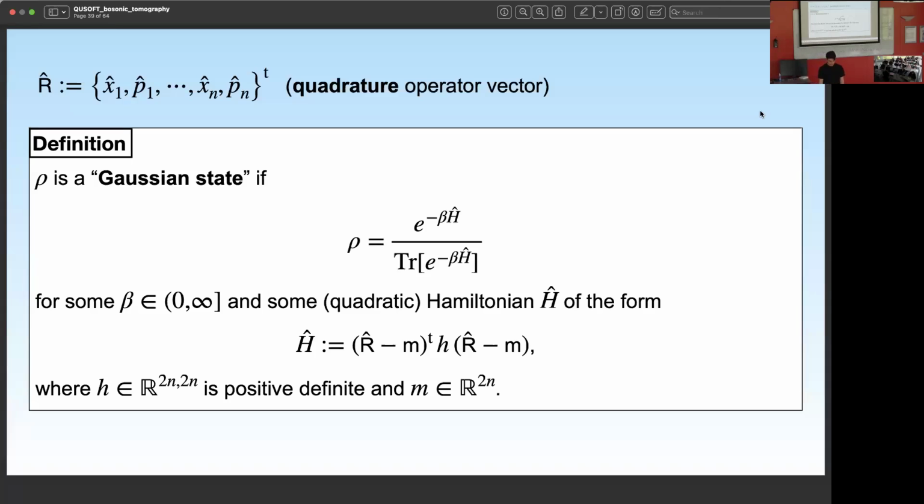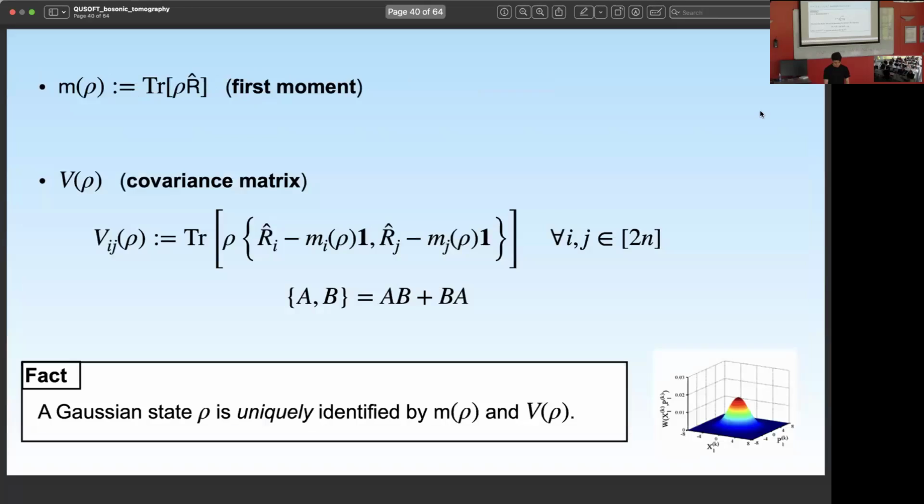This definition is relevant from the physics point of view because it means that a Gaussian state is a Gibbs state of a quadratic Hamiltonian. Gibbs states are important in physics, and beta has the interpretation of inverse temperature. As in classical probability theory, we can define the mean value of the distribution. Here it's called the first moment. It's a vector, the expectation value of the quadrature vector.